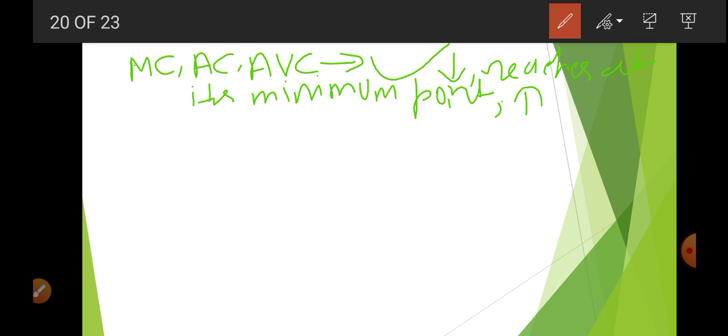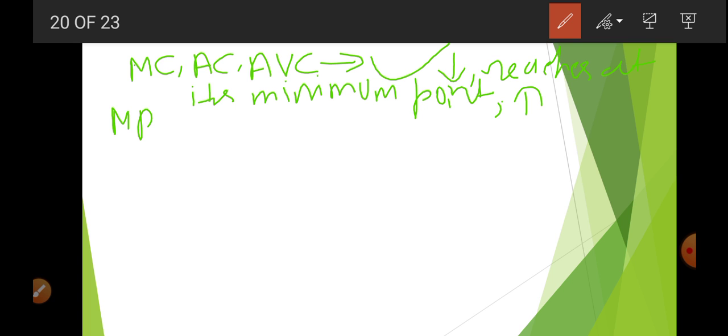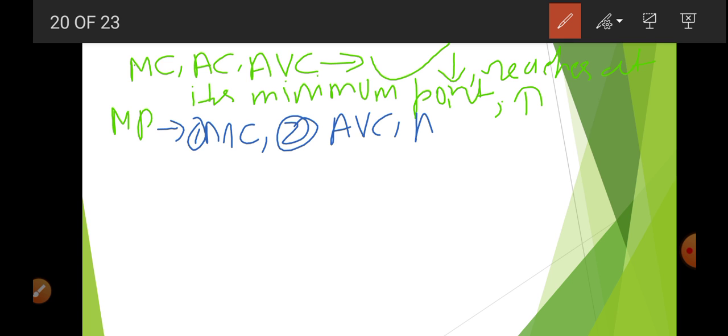Now the second important thing is which curve's minimum point comes first. If I talk about the minimum point, first the MC curve's minimum point will come, then AVC, and after that AC. So AC's will come at the third place. Keep these two things in mind, and you can easily draw the diagram. So I am going to draw the diagram.